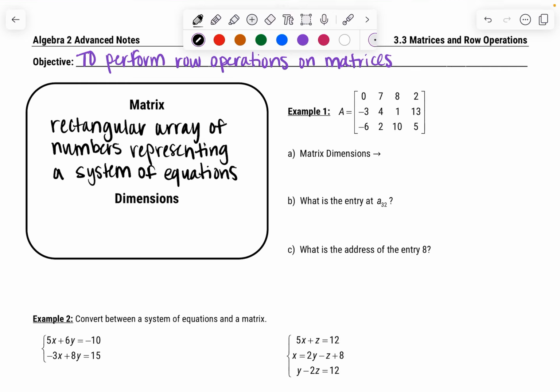Today we are going to look at matrices and their row operations. Today is going to front load a lot of skills that we are going to need for 3.4, which is going to be solving matrices with Gaussian elimination, but we're just going to talk about the basics today. So a matrix is a rectangular array of numbers representing a system of equations.